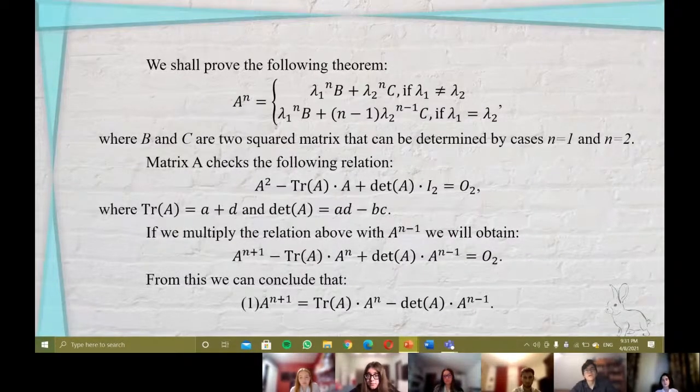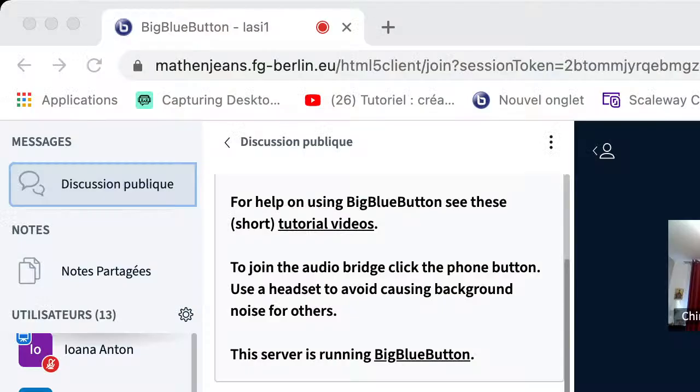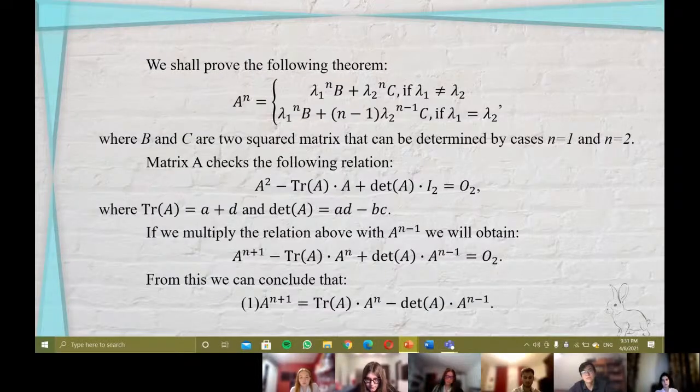We shall prove the following theorem: A to the power n equals lambda 1 to the power n multiplied by B plus lambda 2 to the power n multiplied by C if lambda 1 is different than lambda 2, and lambda 1 to the power n multiplied by B plus (n minus 1) multiplied by lambda 2 to the power n minus 1 multiplied by C if lambda 1 equals lambda 2, where B and C are two square matrices that can be determined by cases n equals 1 and n equals 2.